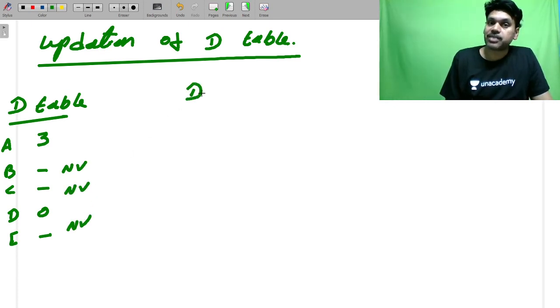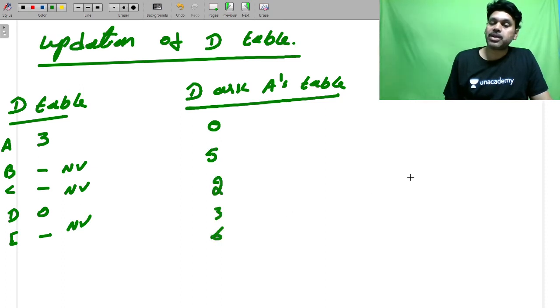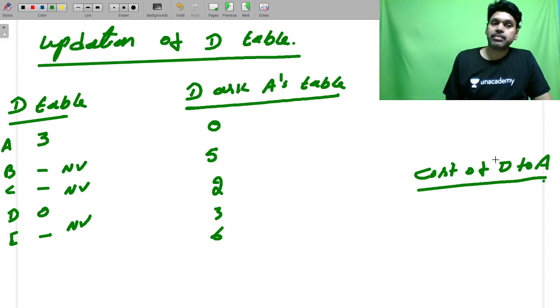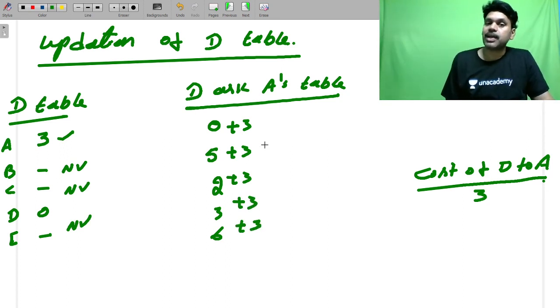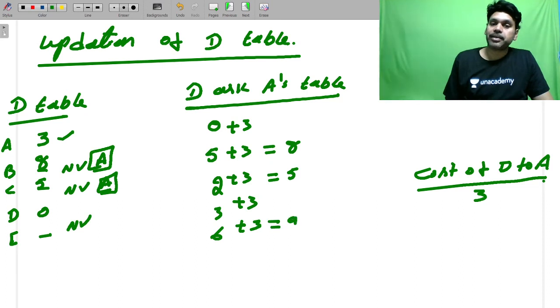Okay. Then D asks for A's table. Once again, what is A table? Already we got it. 0 5 2 3 6. What is the cost? Cost of D to A. D to A cost is 3. Add this. That's it. You got the values. What is the value? It is 8. A is the hop. It is 5. A is the hop. It is 9. A is the hop. That's it.